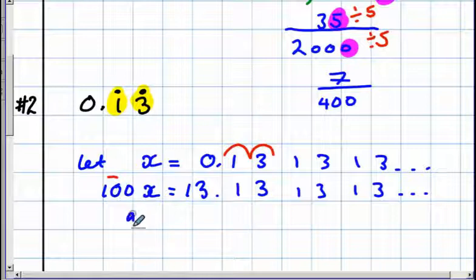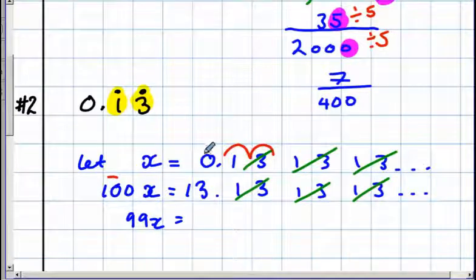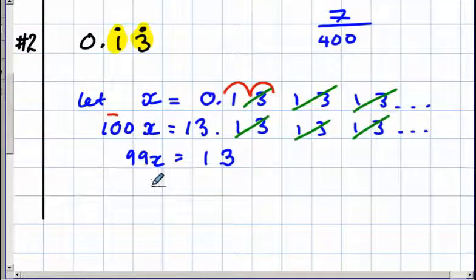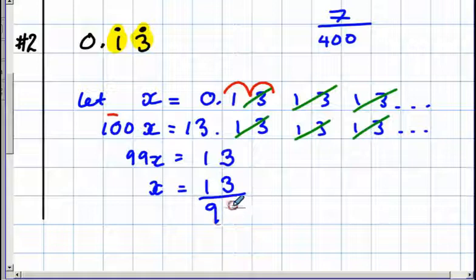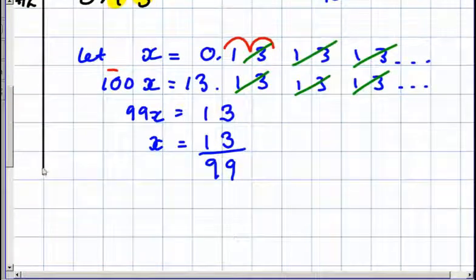100x, take away x is 99x. And then, what do we get here? Well, let's work from the right. The 13 and 13, they cancel each other out until all we're left with is 13, take away 0, which is 13. And then, can you see, anybody guess what we're going to do next? If 99x is equal to 13, x equals 13 over 99. Right, let's go through that once more.